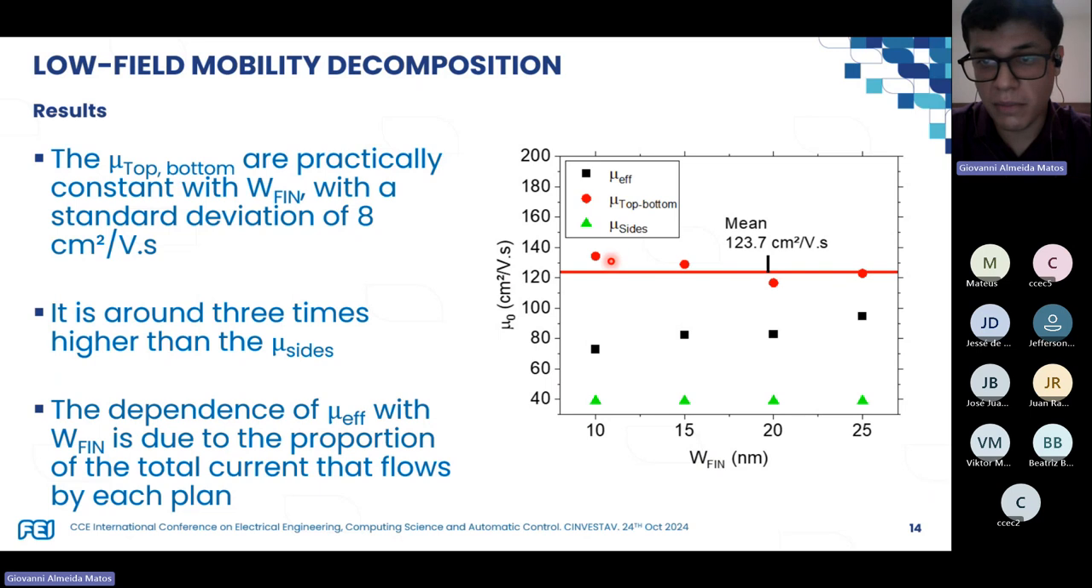Although the top and bottom mobility and the sidewall mobility are constant with the fin width, the effective mobility is still dependent on fin width. This is because of the proportion of the total current that flows through each plane. In other words, in larger devices, more current flows through the top and the bottom, where the mobility is higher, so the effective mobility is higher too.